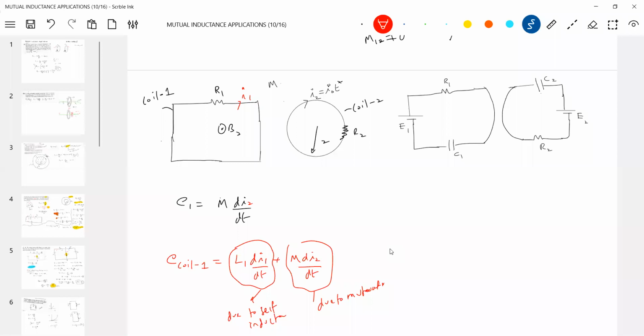Okay, next part. Now there is an external source, there is a cell. I'll switch on the circuit. What all can happen here now? This loop has self-inductance L1, this one has L2, and the mutual inductance, let it be M. M12 is equal to M21. Now both are RC circuits, no?